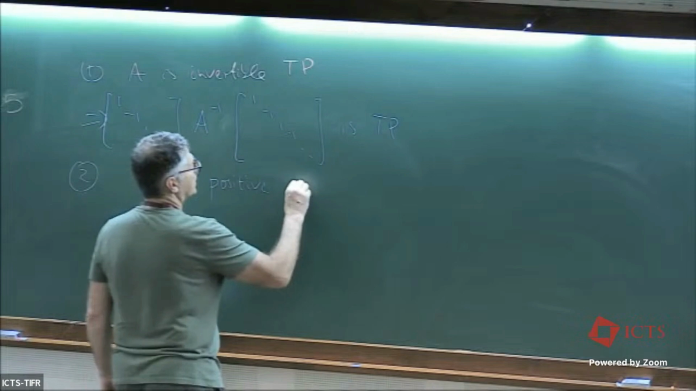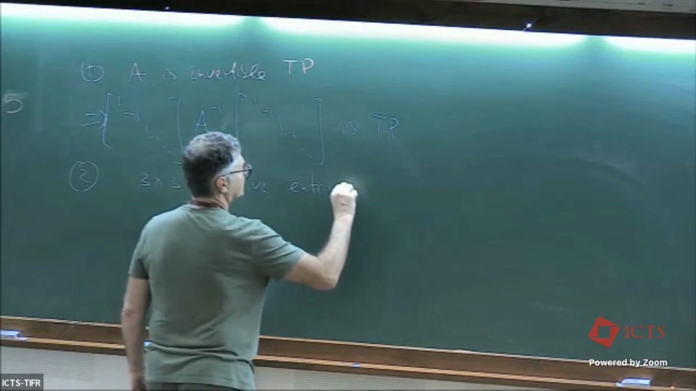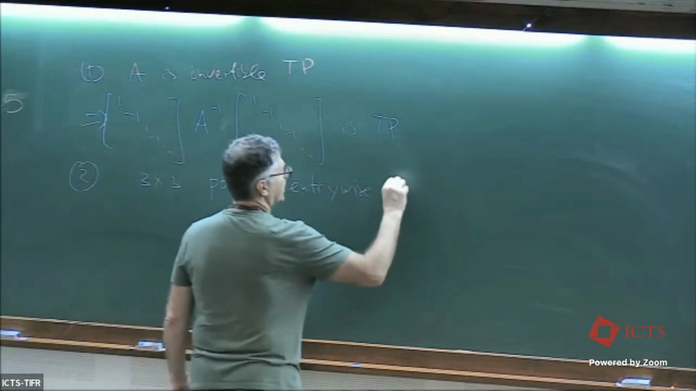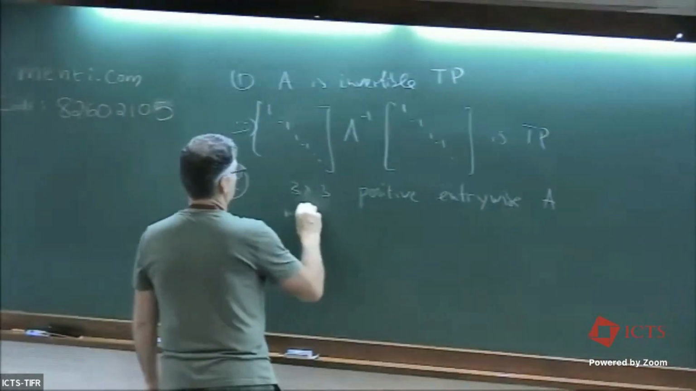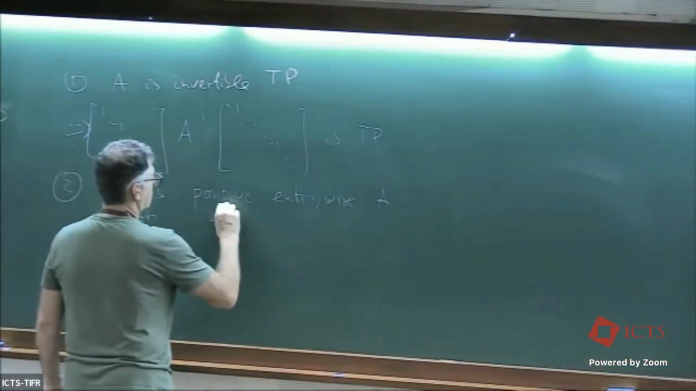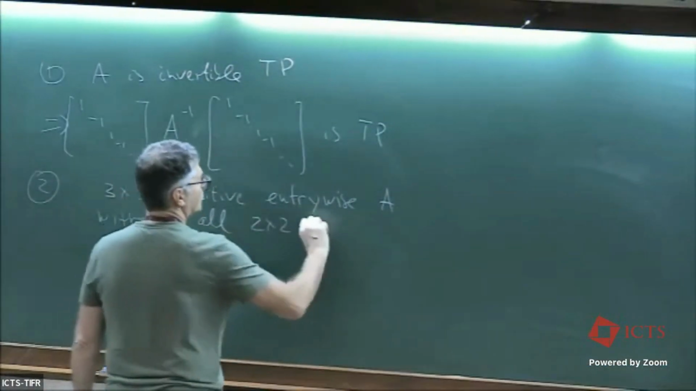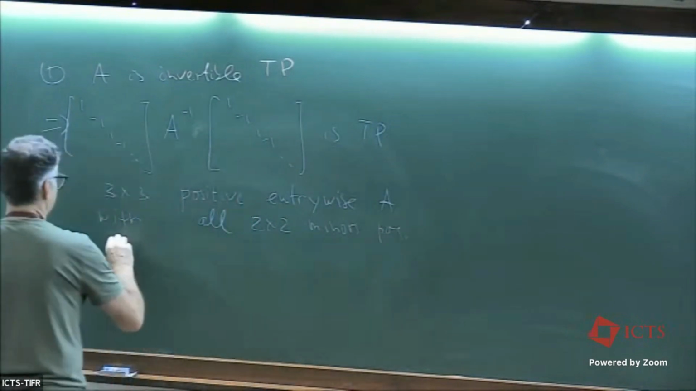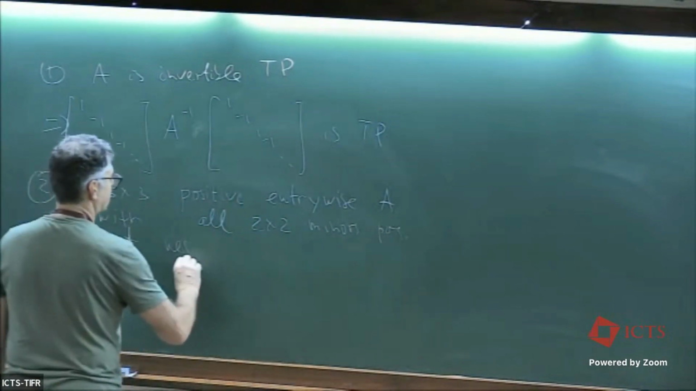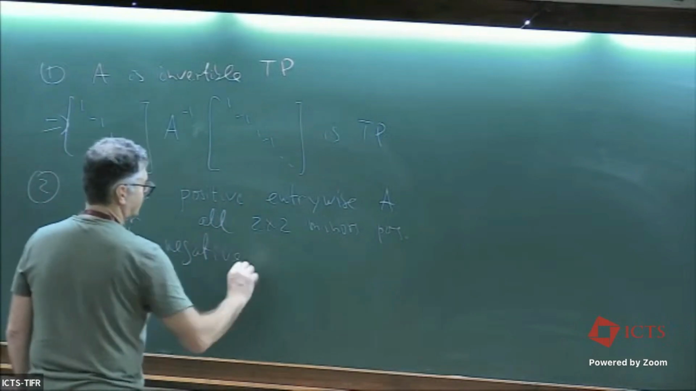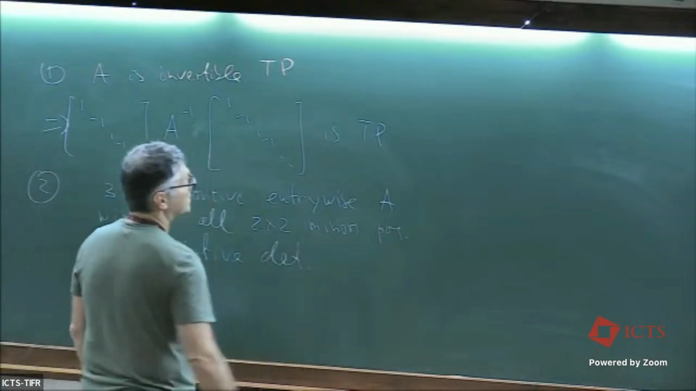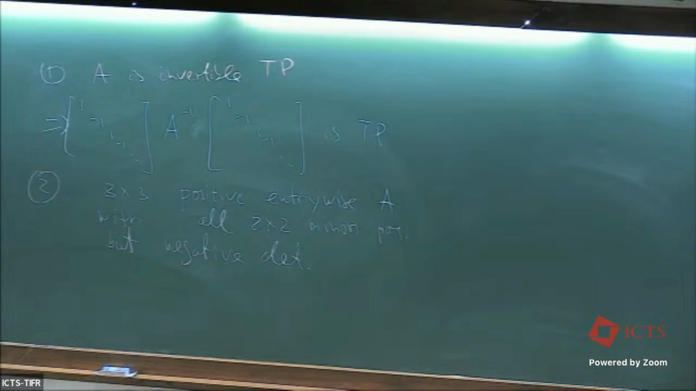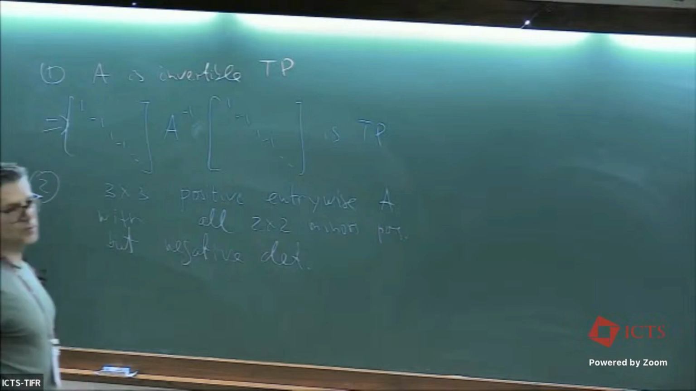There was one about a 3 by 3 entry-wise positive matrix A with all 2 by 2 minors positive but negative determinant. Was there something else? Oh, yes. So give an example.